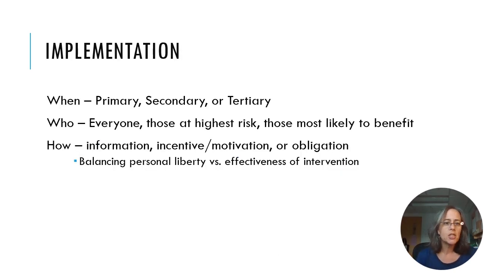So that's implementation. Primary, secondary, or tertiary interventions; who, everybody, those most at risk, or those most likely to get a high net benefit; and then how. So that's information, education versus incentive, motivation versus obligation or requirement, and always trying to balance personal liberty, freedom and autonomy versus effectiveness and the well-being of the community, which is very tricky.